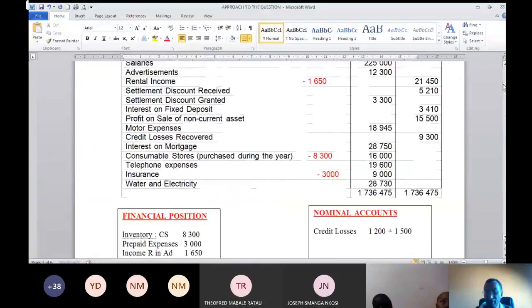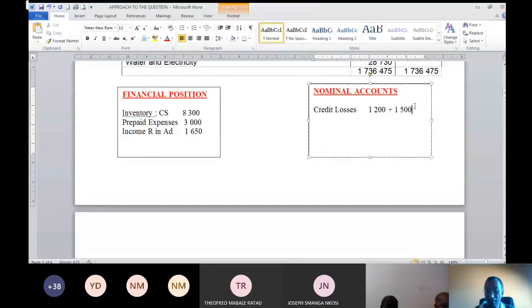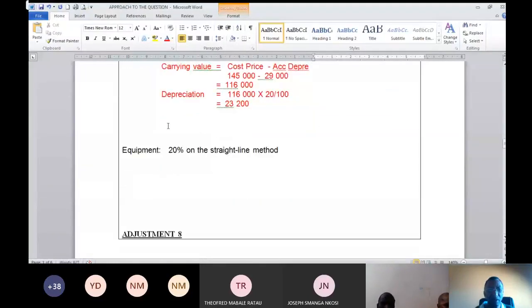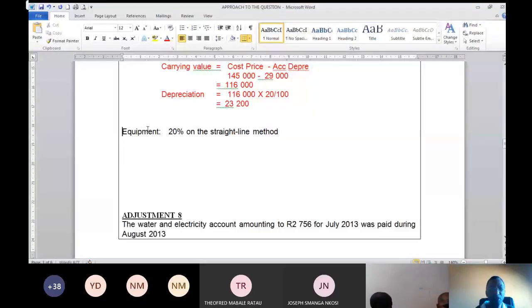Update your trial balance. I've got a new account under my nominal accounts now. This account is called depreciation. My depreciation that I have calculated now is 23,200, but that was just the depreciation on vehicles. Back now to your depreciation on equipment, which must be calculated at 20% per annum on the straight line method. Straight line method, guys, is also referred to as the cost price method.